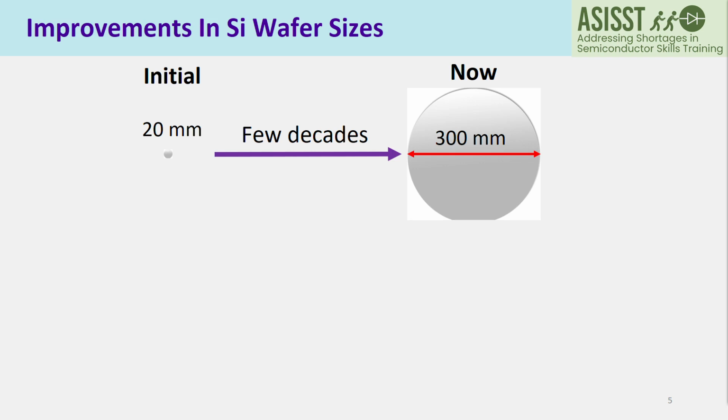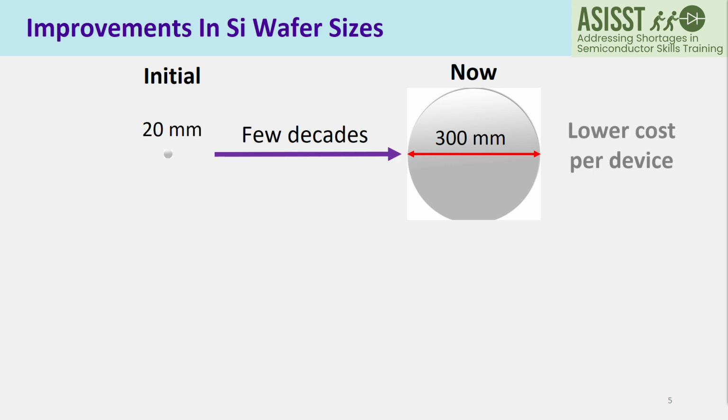It took a few decades to increase the wafer diameter from the initial 20 mm to the widely used 300 mm. The wafer diameter has increased by 16 times, but the wafer area has increased by 250 times, reducing the cost per device drastically.